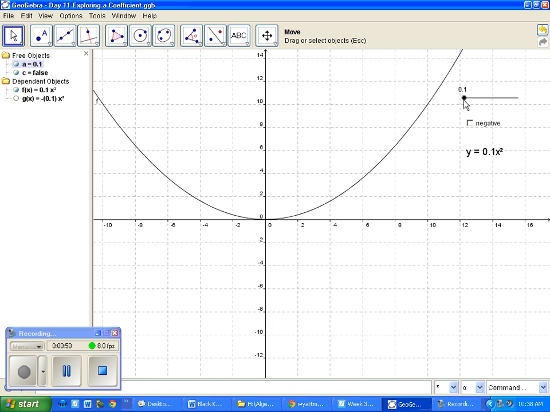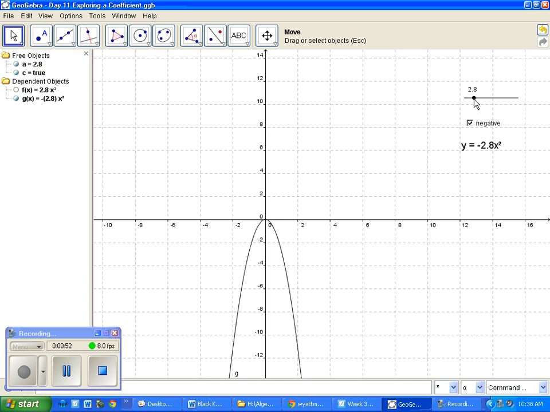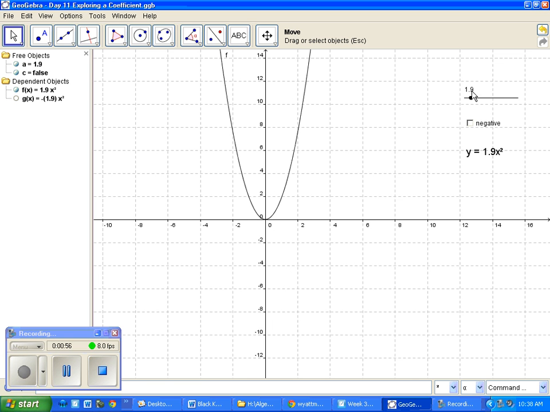So if you put a negative out front, it just makes it go upside down. It's the same width, but it makes it go upside down. So that's the a coefficient specifically when you're talking about graphing quadratics.